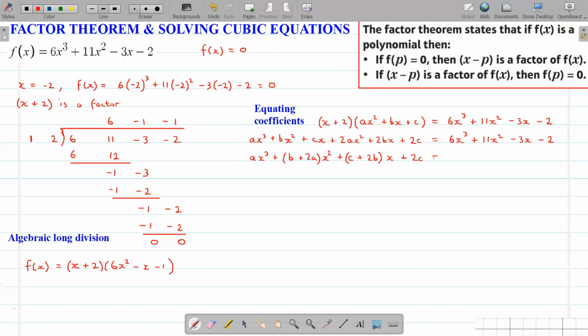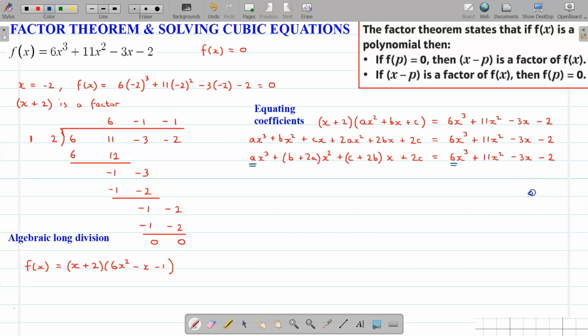Okay, and so equating coefficients means that we literally look at the x cubed, x squared, x and number coefficients and just match them up. So it's simply this. What I do now is I say that the ax cubed equals 6x cubed. So for sure, I can say that, I'll just highlight these in different colors, that the a there must equal the 6 there. All right, so I can write that a equals 6.